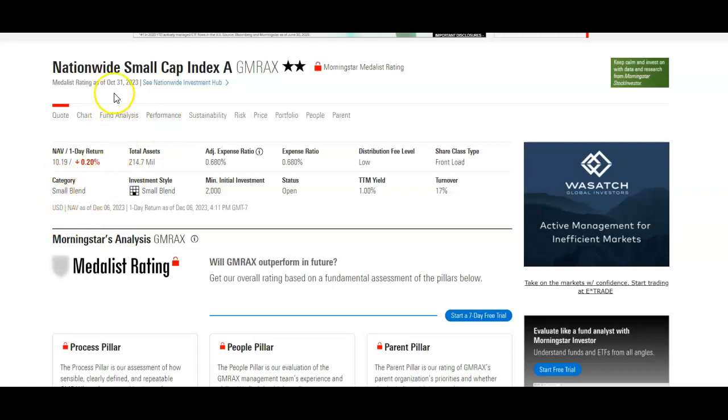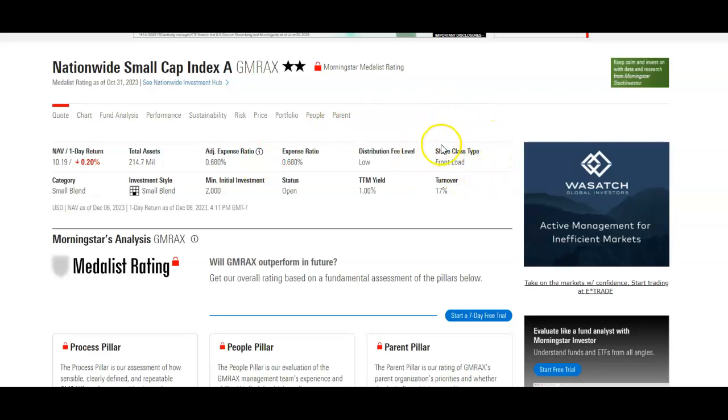This one that I picked here is a whole bunch of investments, a whole bunch of different stocks that are considered small cap stocks. And just a reminder, a small cap stock is a company that is worth less than 2 billion, I'm pretty sure. Yes, less than 2 billion. Here you have your expense ratio.